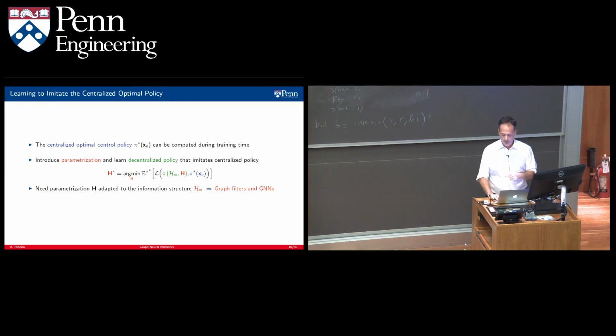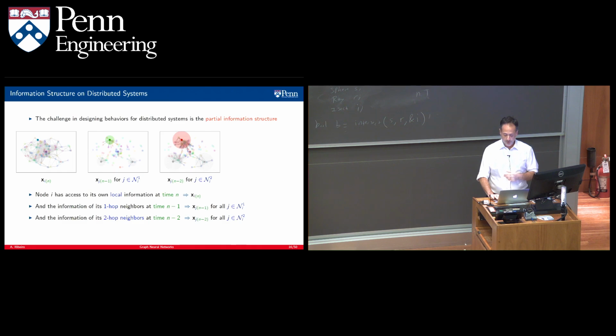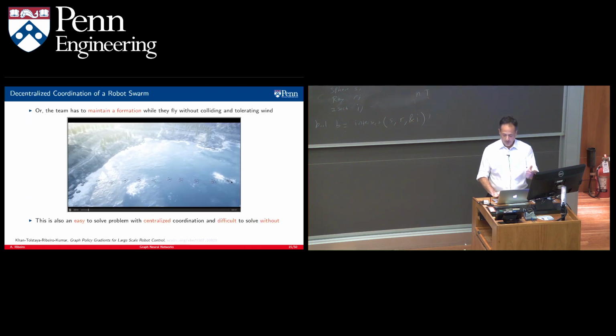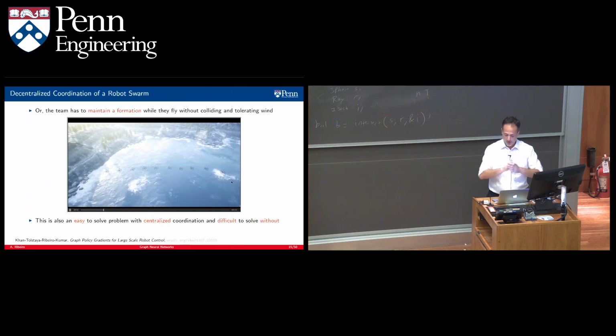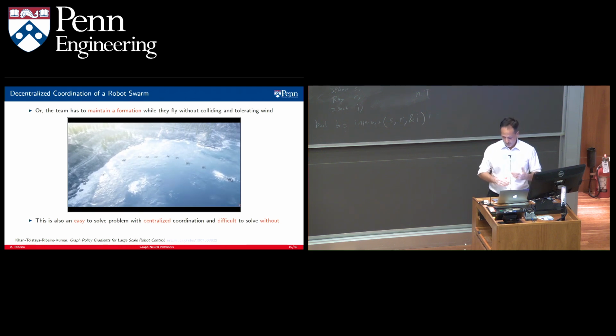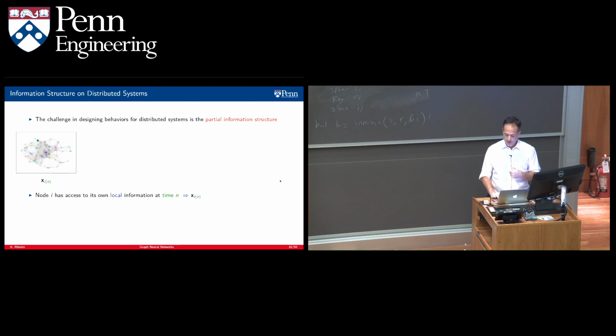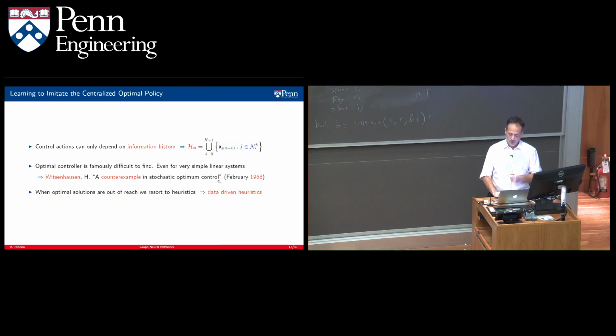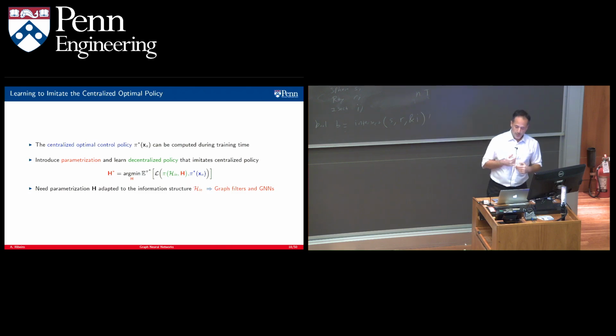That the centralized policy can be easy to compute. So let's go back to the example. Here we have these agents trying to achieve a formation. If I know everything that is going on in the system, I can solve this problem. The challenge comes because I am trying to solve the problem with this partial information structure. But what I can propose is the following: try to train a distributed policy that will imitate that central policy, okay?